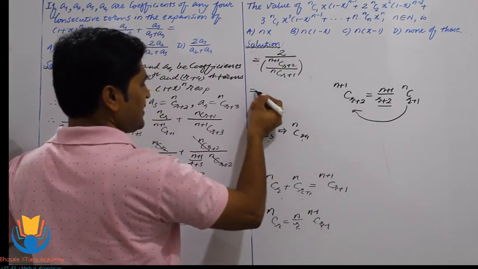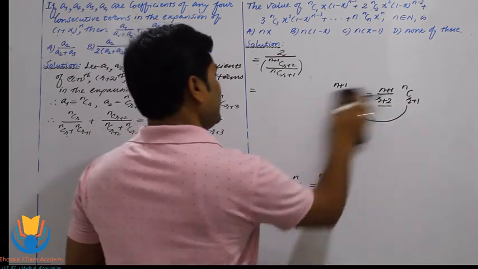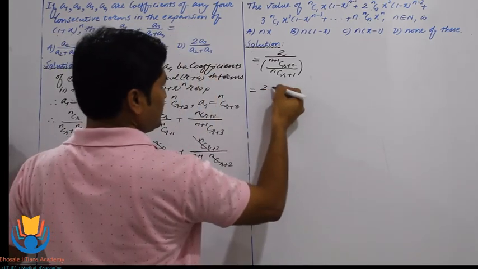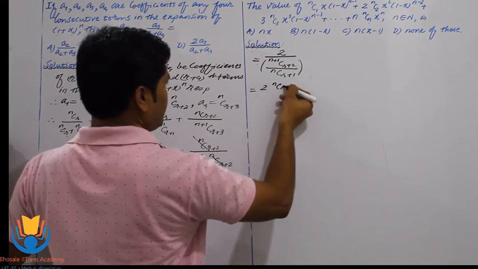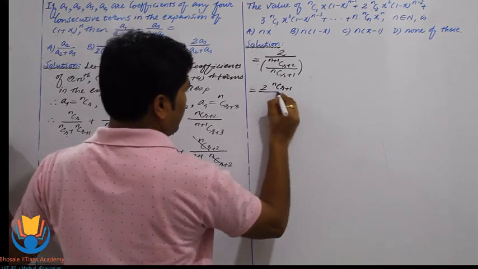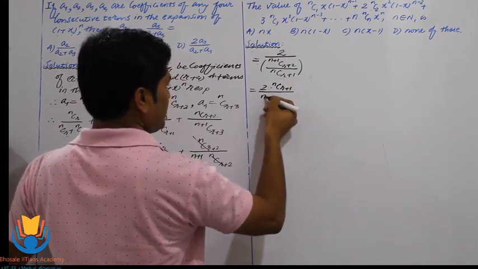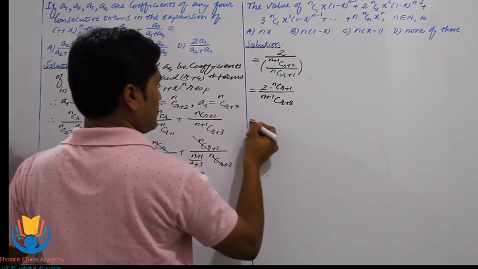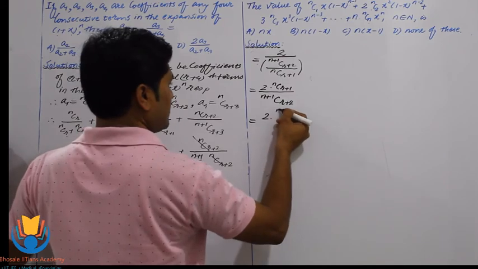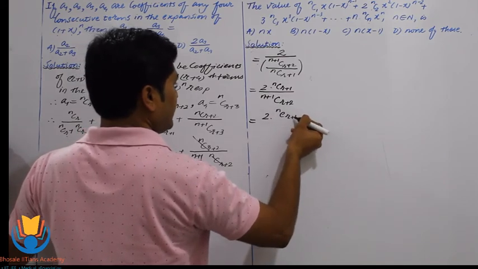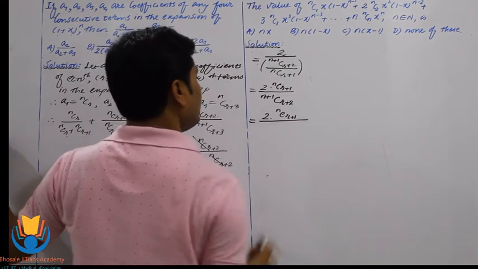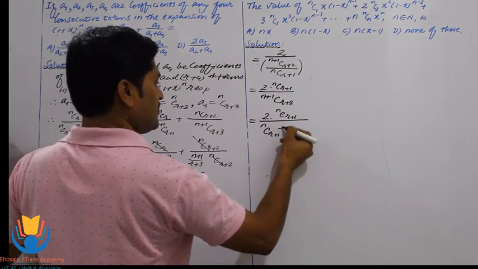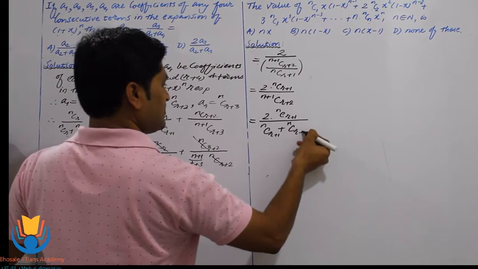So now you can write that same in the numerator. So that will become 2 times nC(r+1) upon (n+1)C(r+2). So again we can write this combination in the denominator as the sum of 2 combinations, as nC(r+1) plus nC(r+2).